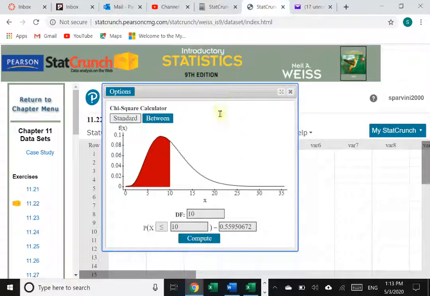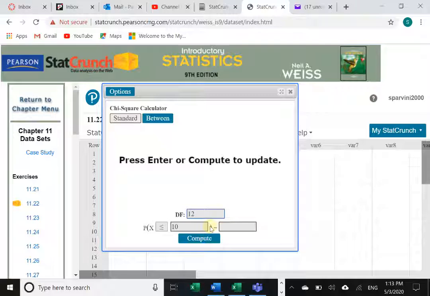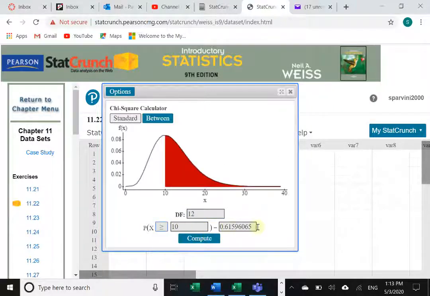This is what pops up. Default degrees of freedom 10. We don't need that. So to do his first example, the one that had 12 degrees of freedom, I'm just going to type in 12 here. And we wanted the area to the right, so I'm going to go greater than or equal.